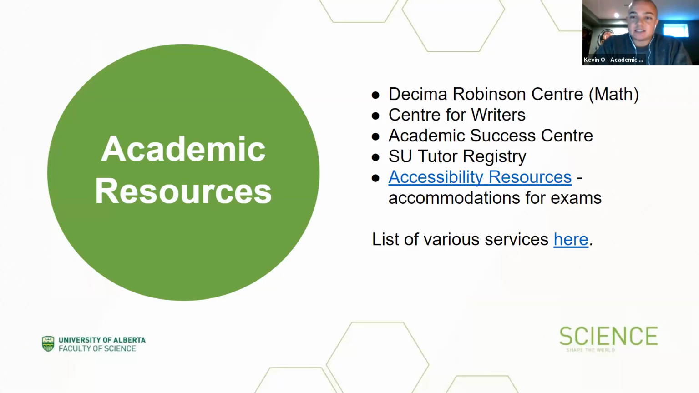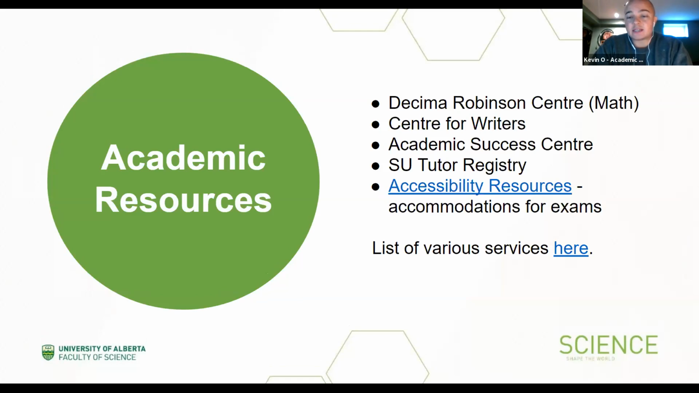Center for Writers, they help you with writing essays and papers. The Academic Success Center, they are really good if you are having trouble performing at your academic best. So if you find that you struggle with your time management, or you have anxiety writing exams or midterms or stuff like that, they offer different workshops and they can connect you with an advisor in that center so that you can overcome those limitations and then excel academically.